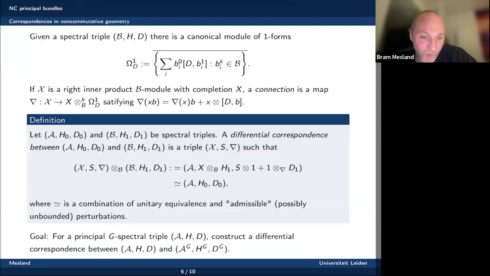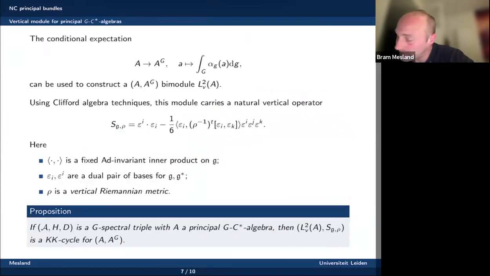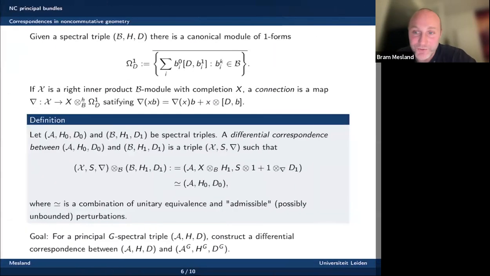So our goal is now, for a principal G spectral triple, to construct a differential correspondence between the total spectral triple and the fixed point algebra. And so we need to find a module, an operator, and a connection.